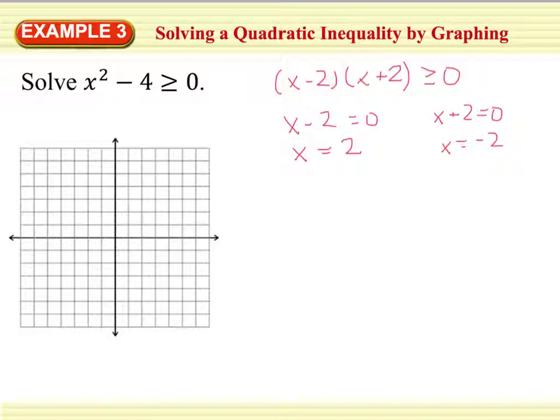So if I'm at 2 and negative 2, I'm going to make my x-axis go in units of 2. So this is 1, 2, 3. Likewise, this will be negative 1, negative 2, negative 3. And for my vertical axis, I am going to keep that just in units of 1.